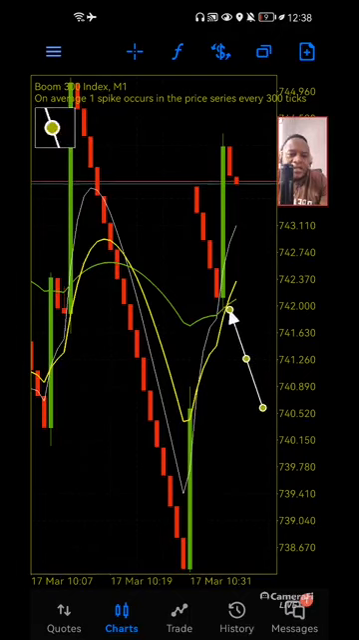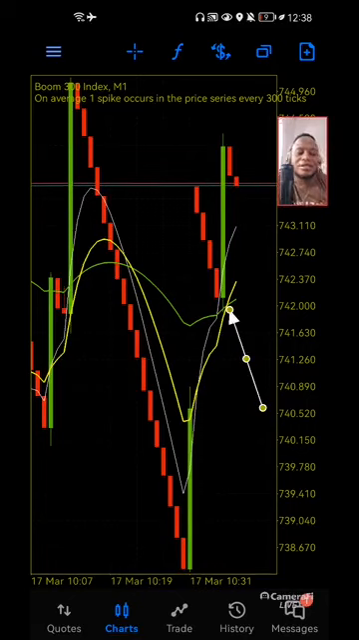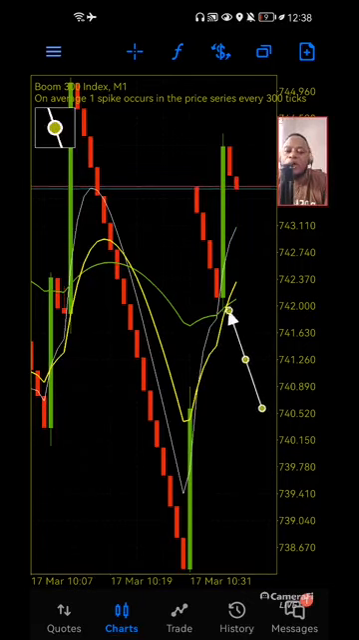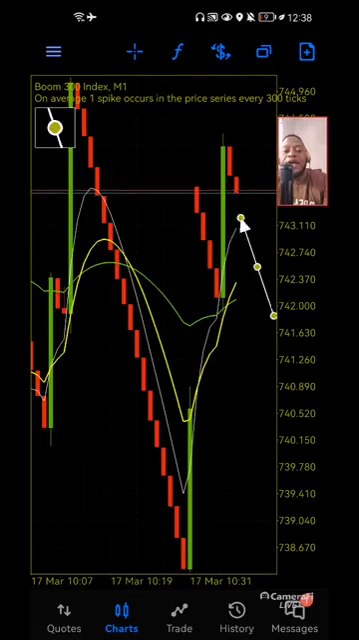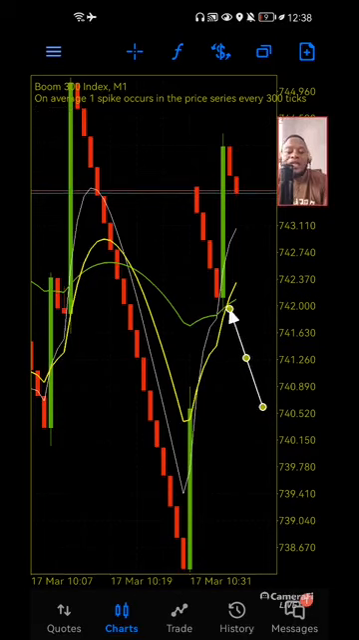As small as it is, that is a beginning of a signal. It can go back. This is Boom 300. It's a small signal, but in no time, that signal can move and be something big.